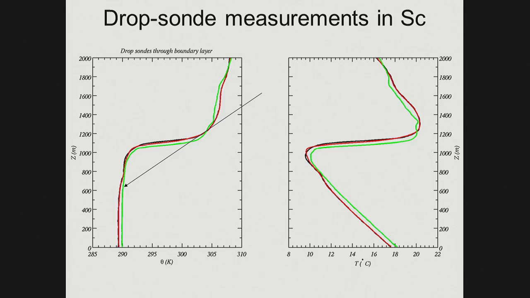It's called a drop sonde. You've seen radio sonde ascents. We also have a drop sonde that we drop from the aircraft, which goes through a layer in the atmosphere and measures the thermodynamic properties. So this is a drop sonde measurement in the stratocumulus, those three drop sondes that we dropped through the cloud.